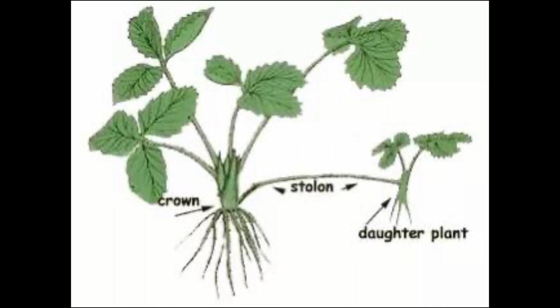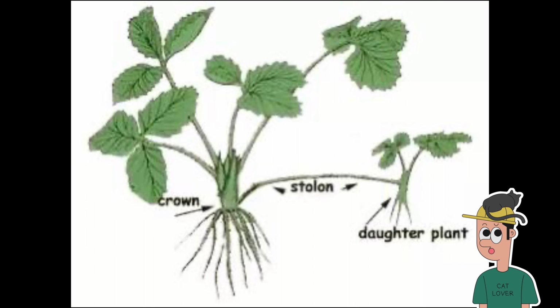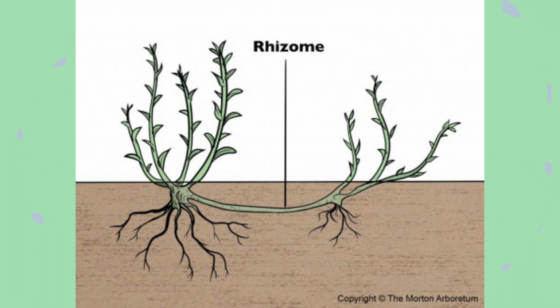And as we can see, the larger plant on the left is the parent plant and the smaller plant on the right is the asexual clone that has arisen at a node. What is a rhizome? Technically, a rhizome is a stem that grows underground. It usually grows horizontally just below the soil surface.